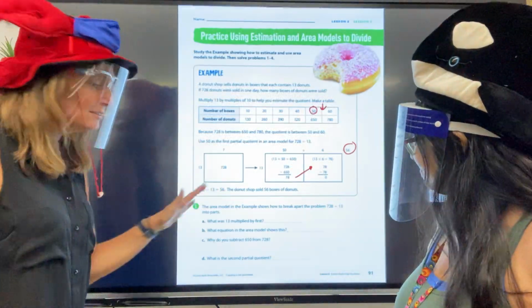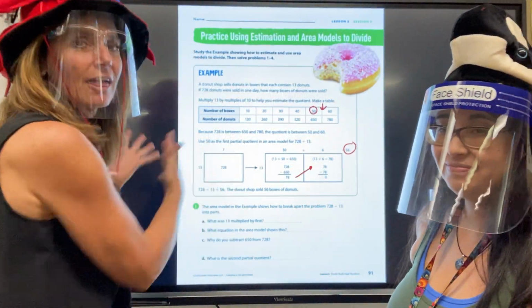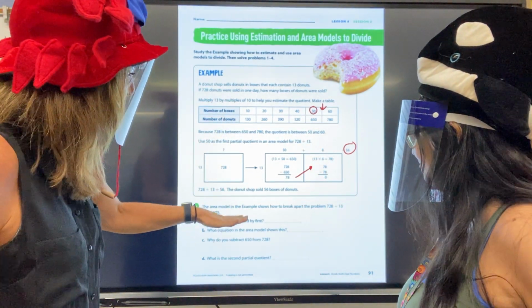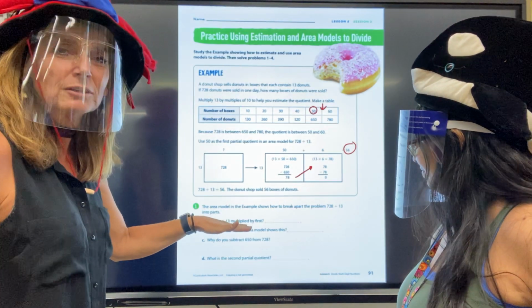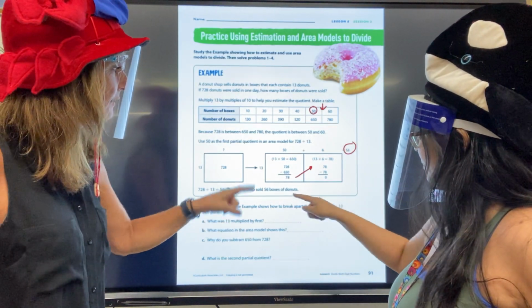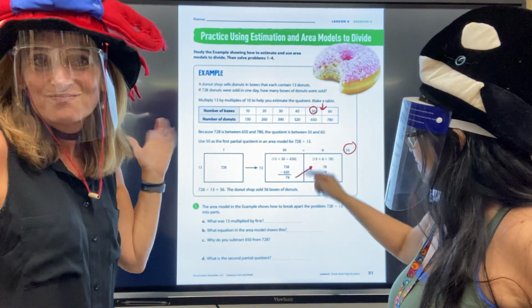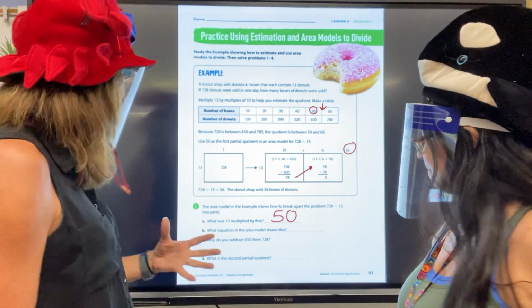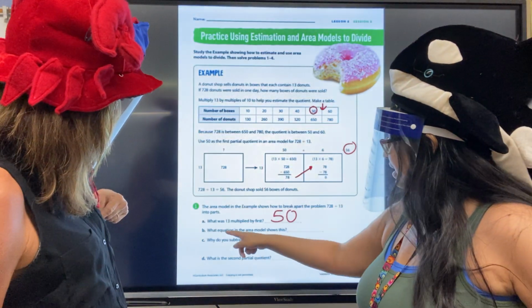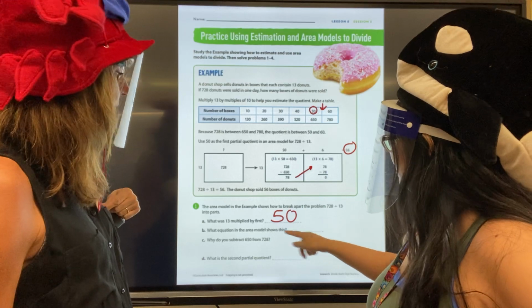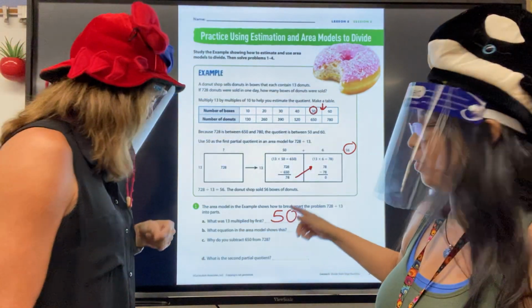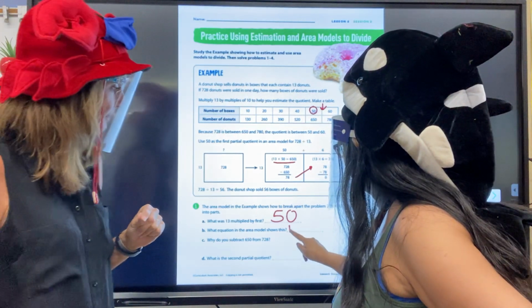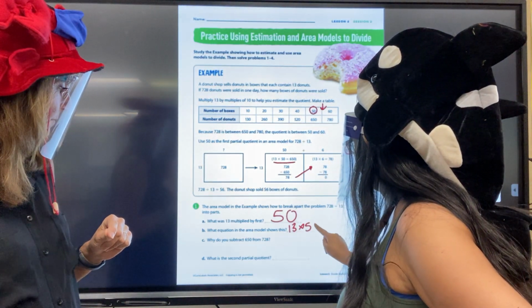All right. And so now we have a couple of questions regarding that lovely model. The first question said, what was 13 multiplied by first? So what did we first multiply our 13 by? There it is, 50. So we multiplied it by 50 and we took out 650 of those. Next, what equation in the area model shows this, meaning 13 was multiplied by what? Well, it's this: 13 times 50 equals 650. Absolutely. That's kind of a multiple.